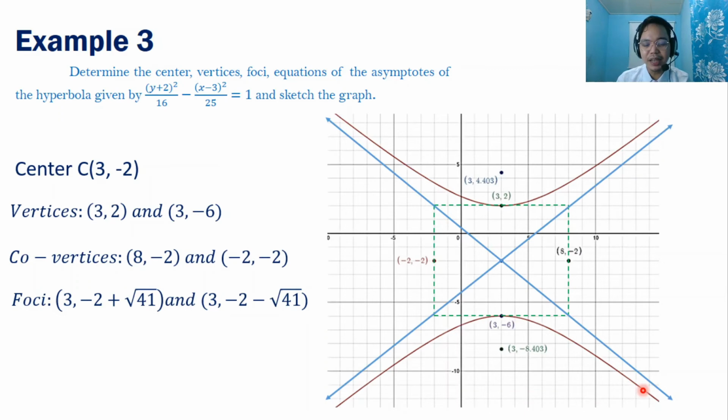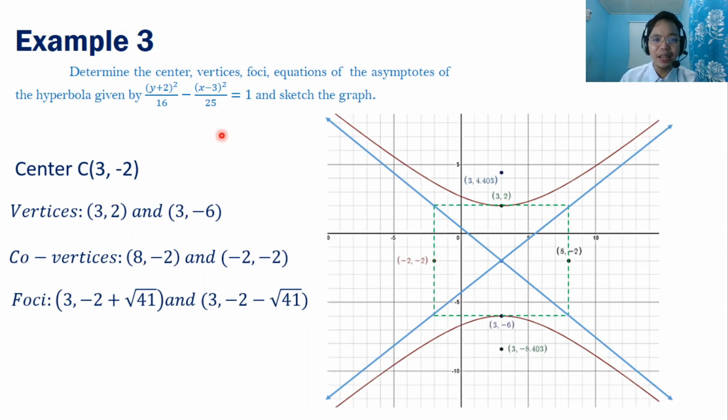Then after sketching, i-plot na din natin ang ating foci. Ang foci natin, pag ginawa nating decimal, that will be (3, 4.4). And sa baba naman, that is (3, -8.4). So hindi pa tayo tapos kasi in our problem, determine the center, the vertices, the foci. So nakuha na natin yung lahat.